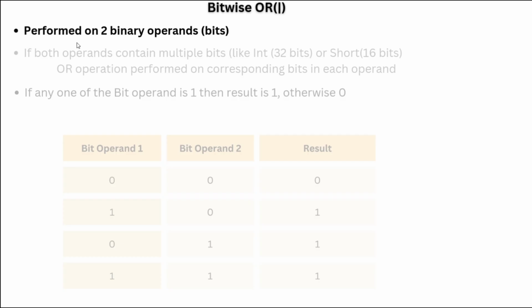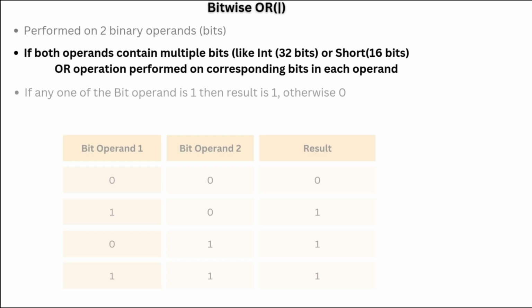It is performed on two binary operands, meaning both operands are single bits. If both operands have multiple bits, like if you are doing bitwise OR for integers or shorts, which contain multiple bits, the OR operation will be performed on corresponding bits in each operand. We will discuss it with an example so that you can understand.